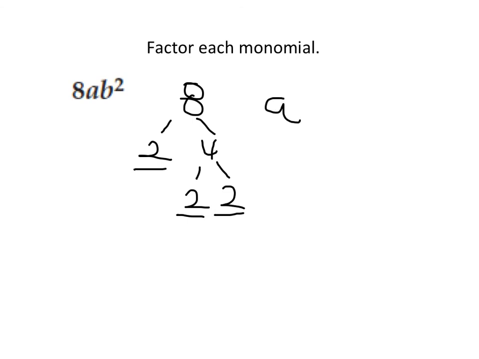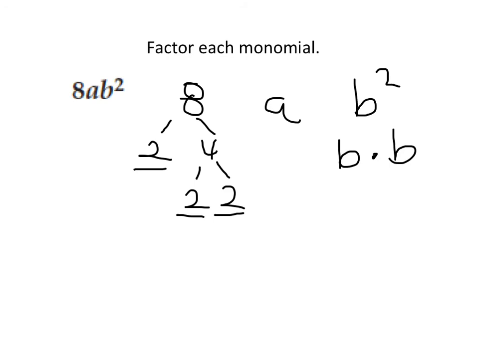Next up, a. There are no exponents for a. It's just a to the first power, so there's only one a. Now I'll do b squared, with the base being b and the exponent being 2. That means that I have b being multiplied twice.